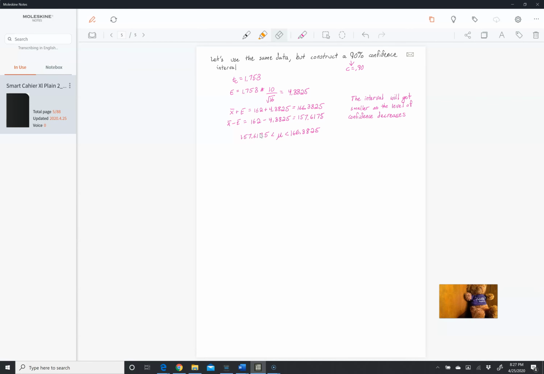Let's do one more with this set of data, and then we're going to do one with a different set of data, and that'll be it for this lecture. Okay, so let's use the same data just so that you could see the difference. Okay, this one, our interval got smaller, not much smaller, but it got a little bit smaller, right? Here, let's use the same data again. But this one, we're going to do 99%.